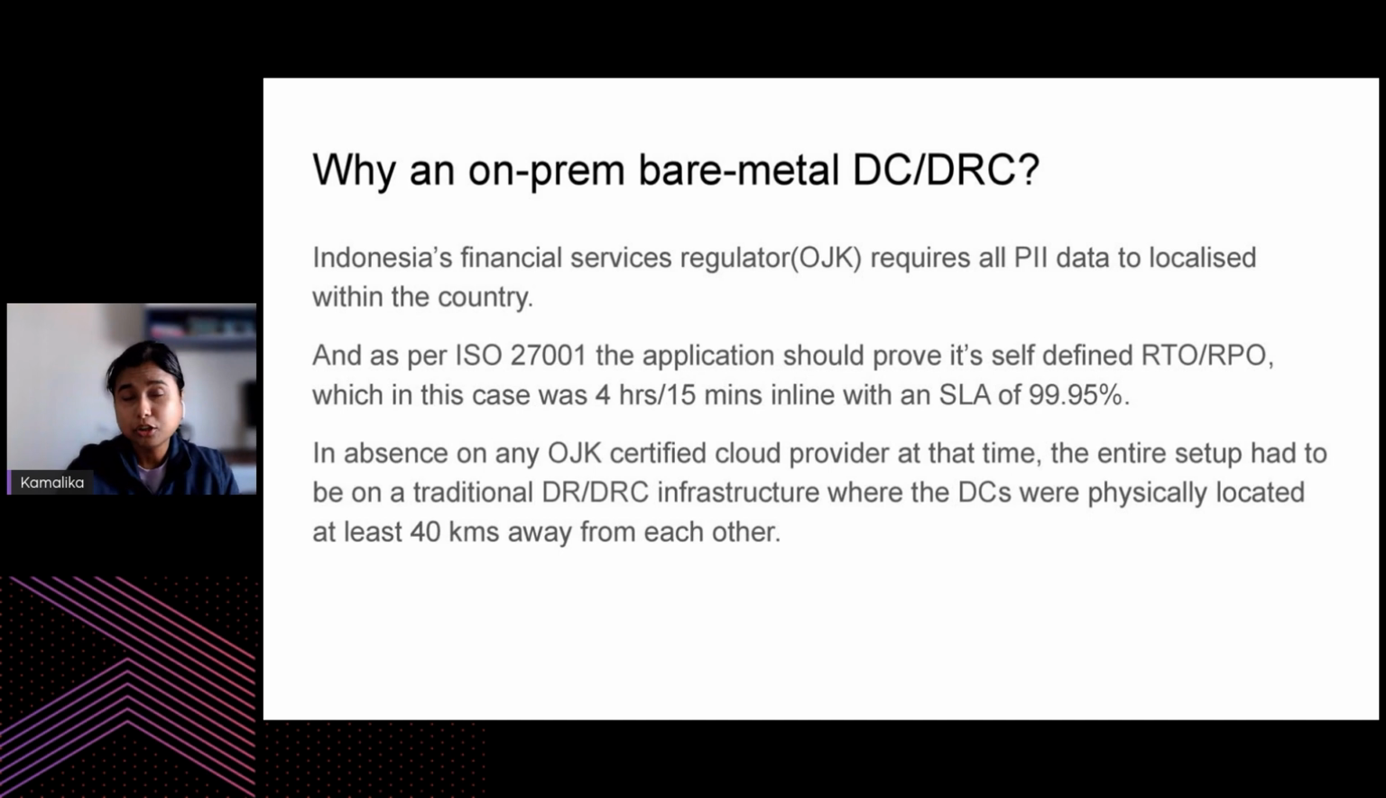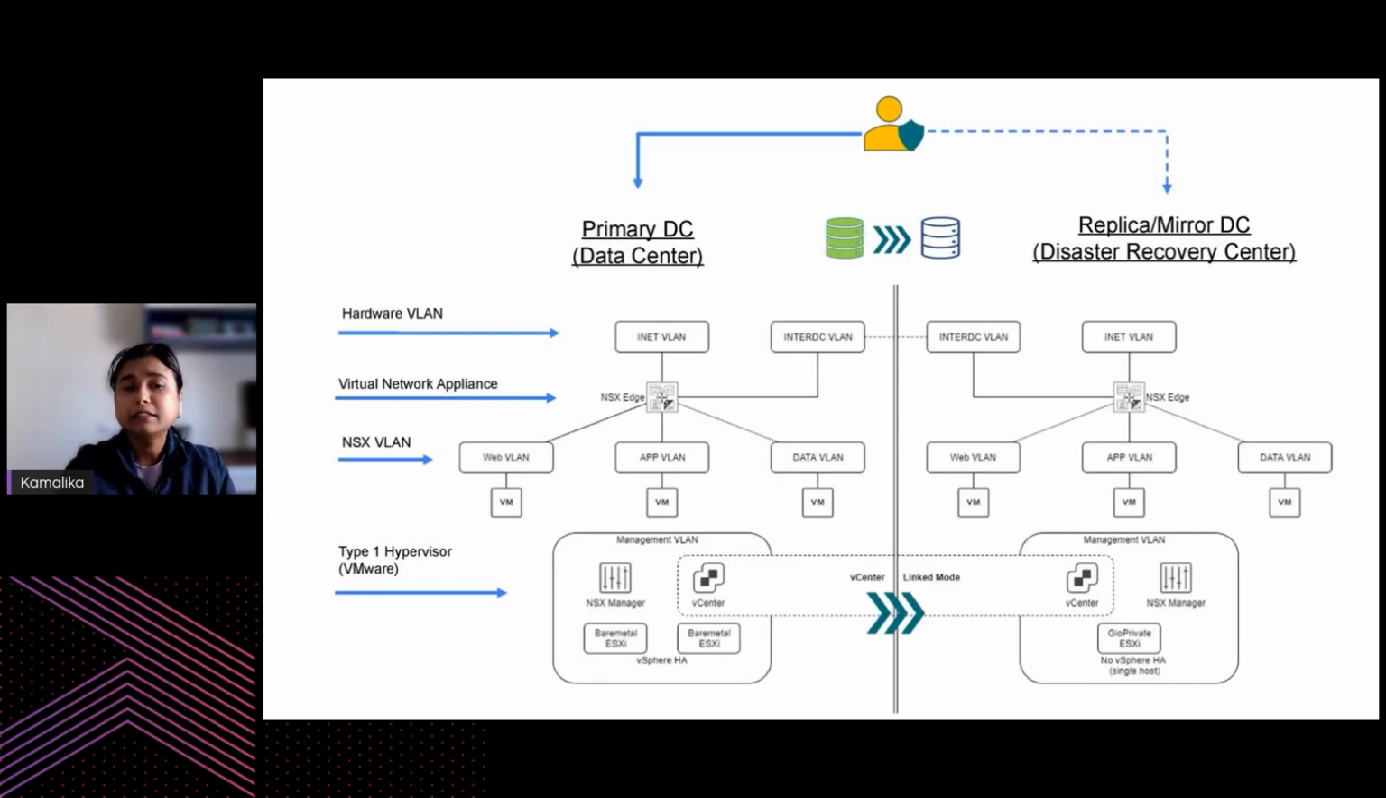And here is what it looked like. We had a primary data center, and we had a secondary data center, or you can say the replica or the mirror data center, which is ideally the disaster recovery center. And there was data replication happening between both. For the user, they would use the primary site as the live endpoint, and in an event of a disaster, they would switch over to the mirror site or the disaster recovery site. So keeping this topology in mind, the disaster recovery center architecture looked like this.